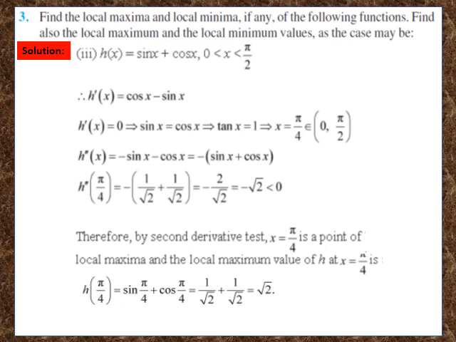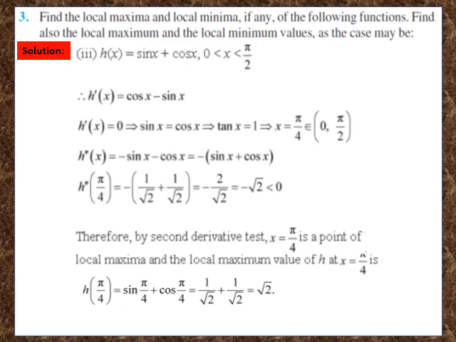So next is question number 3. Find the local maxima and local minima, if any, of the following functions. Find also the local maximum and the local minimum values as the case may be. I have solved part 3 for you, which is h(x) = sin x + cos x. And we have to find the local maximum and local minimum. Now for local minima and local maxima, I have explained the first derivative test.